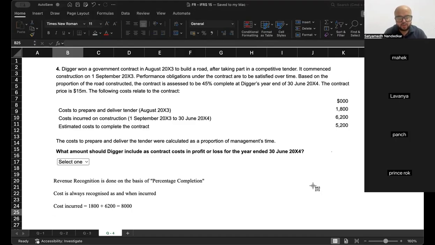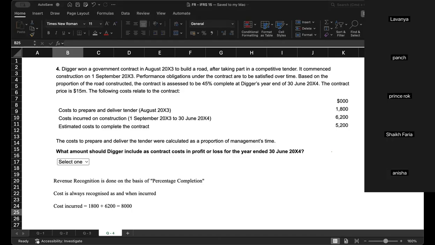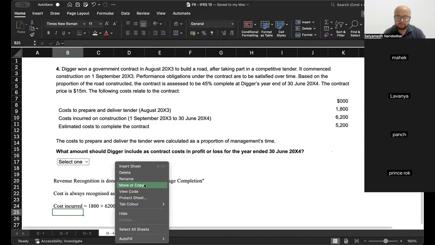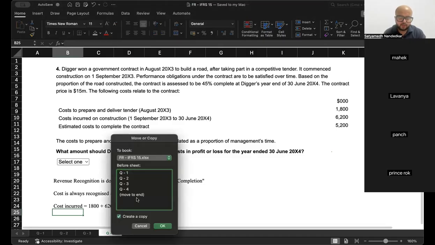And if there is any question, please let me know. Do you agree? Do you not agree? Anisha, did you understand? Hema? Yes, I got. Chalo.